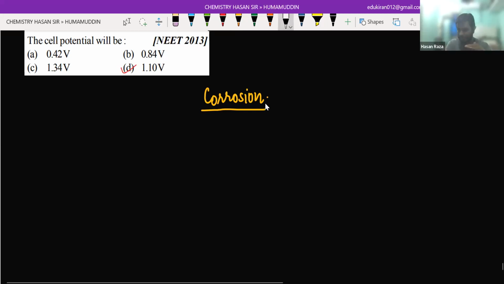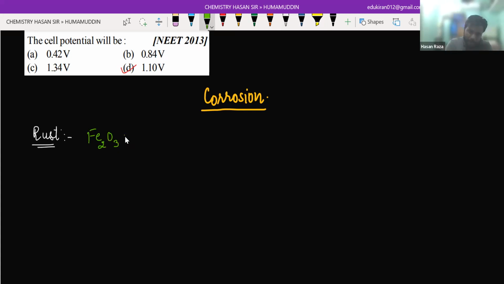So see, what is corrosion? Basically, this corrosion arises due to rusting or due to rust. What is this rust? Basically, ferric oxide, Fe2O3, reacts with some molecules of water, let's take XH2O. This is your rusting. This is your formula for rusting. Are you getting my point? Yes, sir.